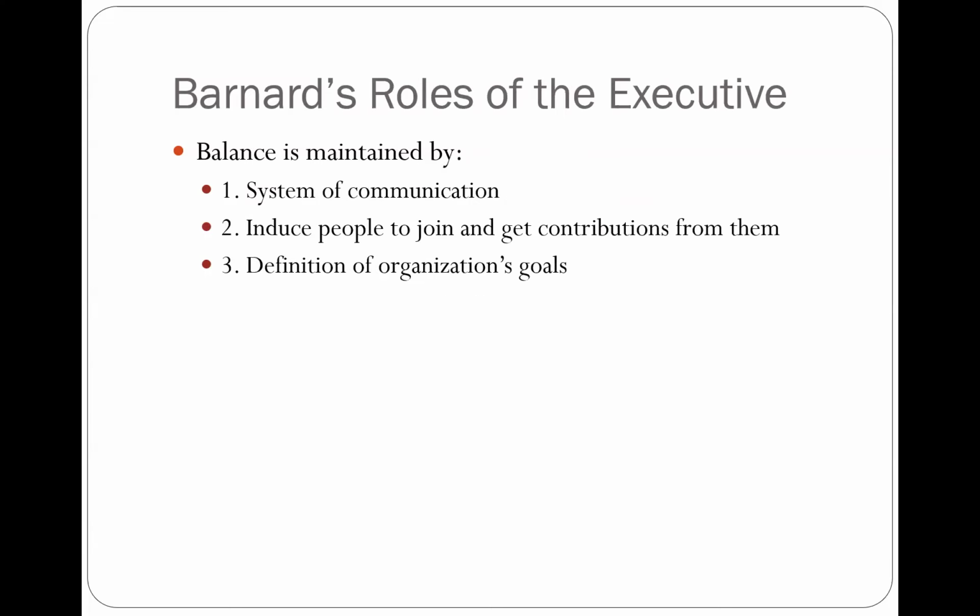So Barnard makes the argument to us that in order to do all of this, in order to achieve this balance, we need to do three primary things as an organization. These are what he calls the roles of the organization's executive. The first role of the executive is to establish an open system of communication. If you want to extract the contributions from your employees that you need, you need to know your employees.